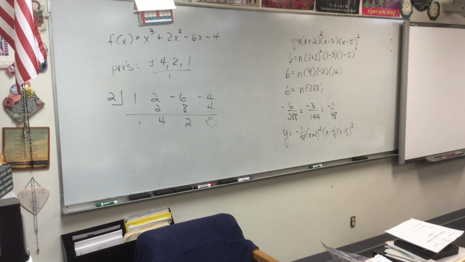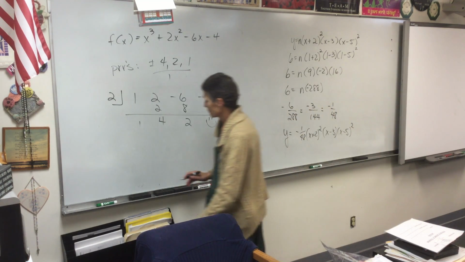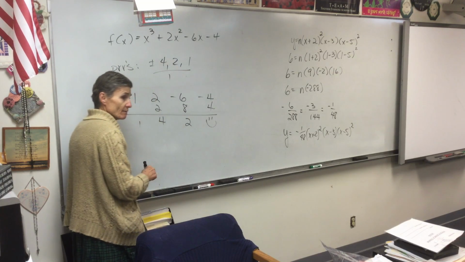So John, you're going to plug in 1, and it's not going to work. And you're going to plug in negative 1, and it's not going to work. You're going to plug in 2, and it's going to work. So what do we do the minute it works? We divide it out. Now, what's left? What's left when I divide it out?